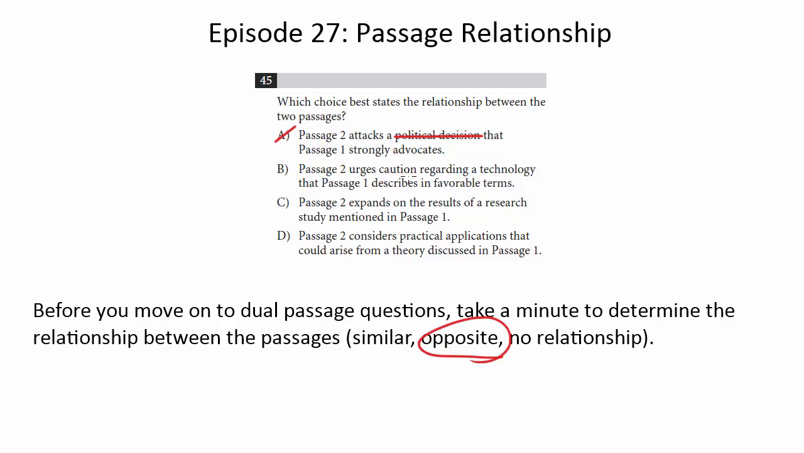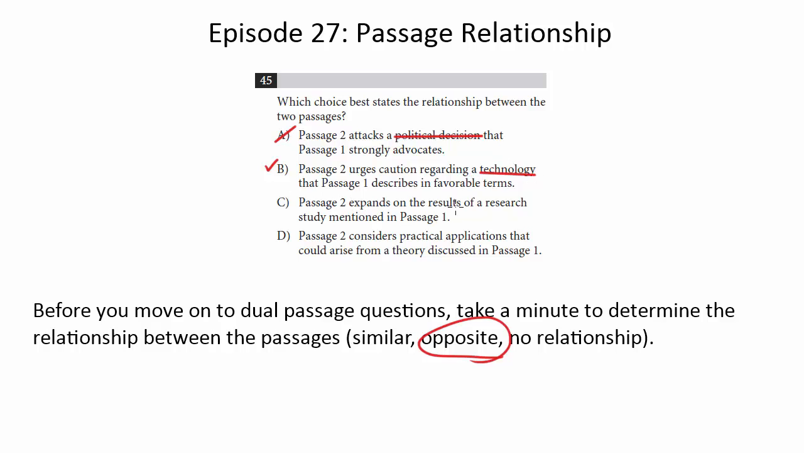Passage 2 urges caution regarding a technology that Passage 1 describes in favorable terms. Pretty good. Right? Passage 2 was saying, like, you hold off, this may not be a good idea. Passage 1 was saying it is a good idea, and they're talking about a technology. So that looks pretty good.